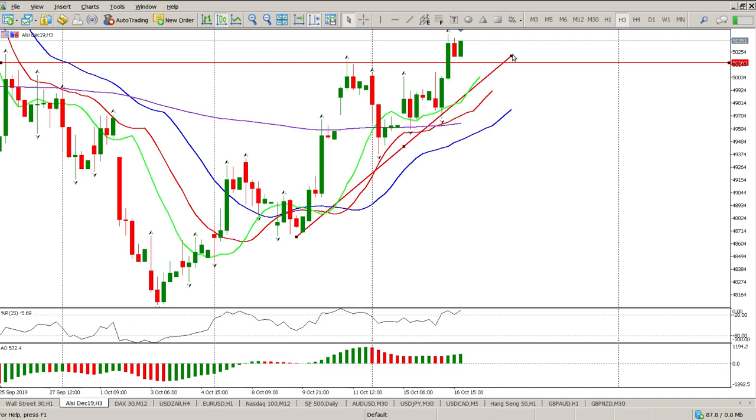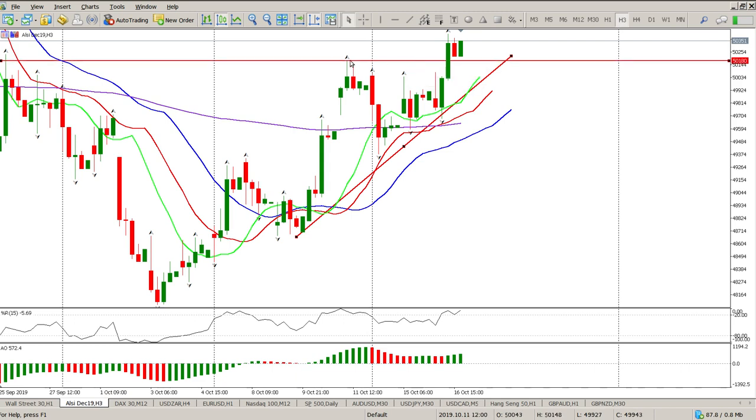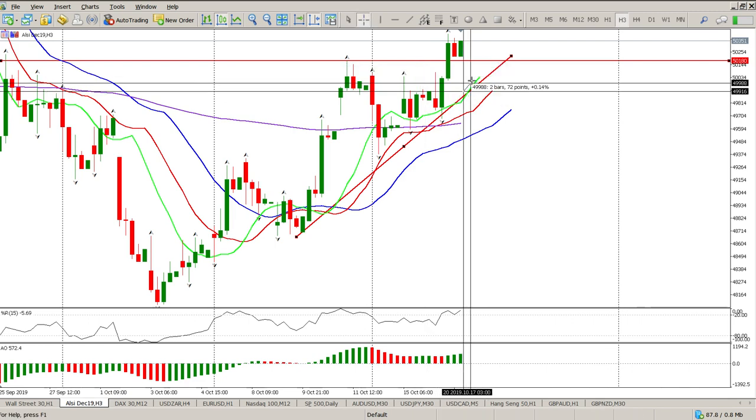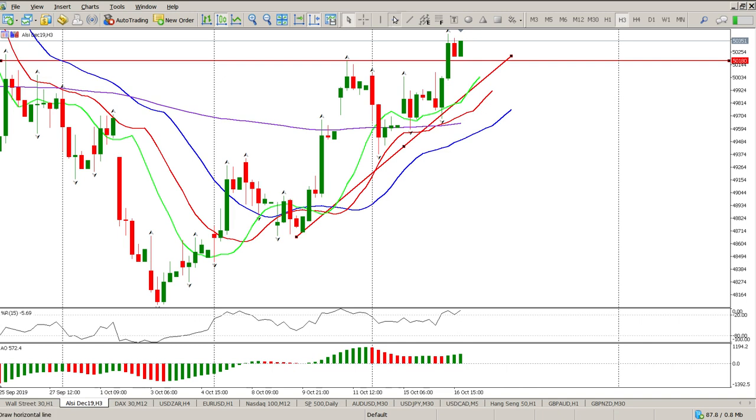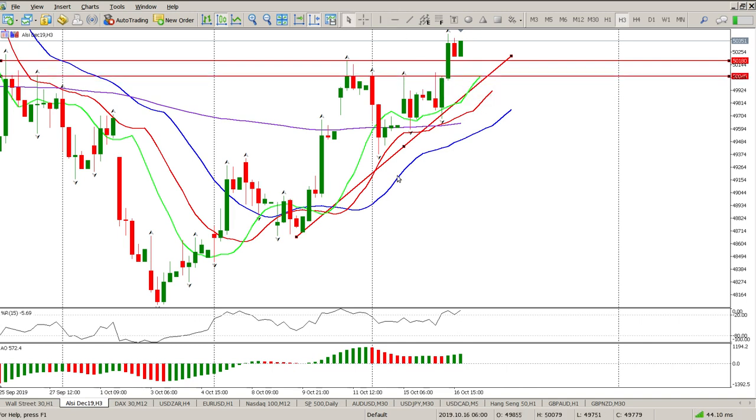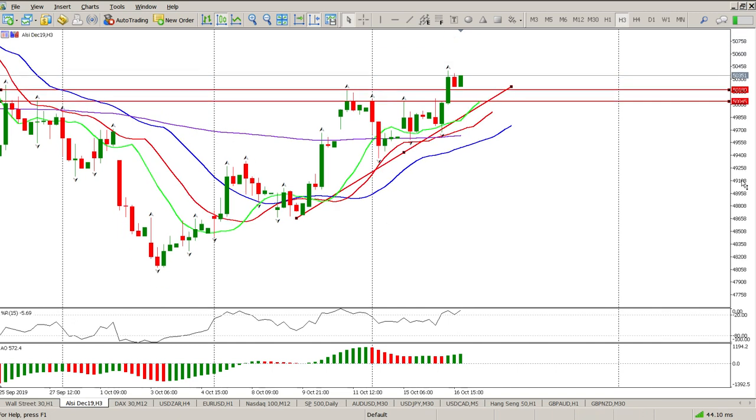Whatever happens, I would expect this fractal level to be tested anyway. This daily fractal, which is right here at 5180, I'd expect that to be tested and possibly even coming down to this area here, which would then line up with, I'm going to just take this trend line here off this bottom to that pivot, to that fractal, to this fractal.